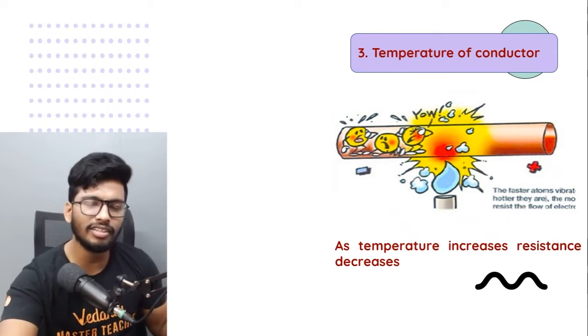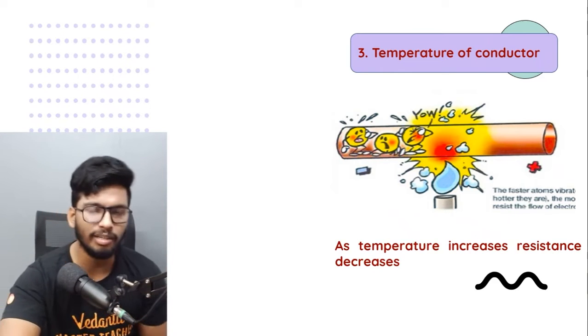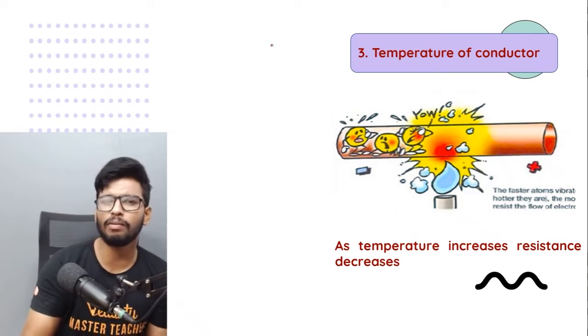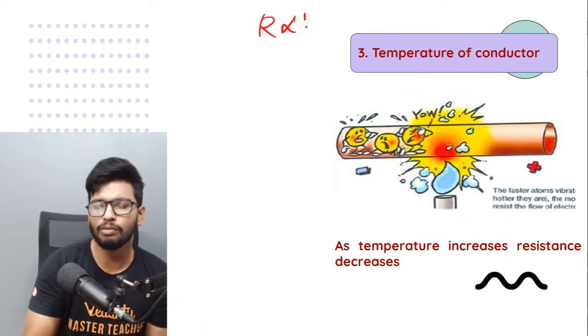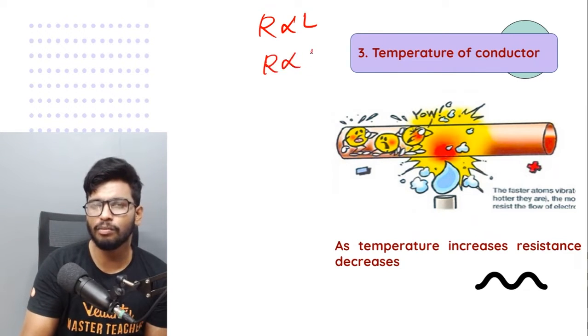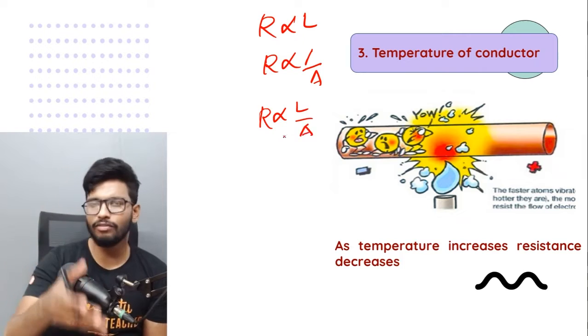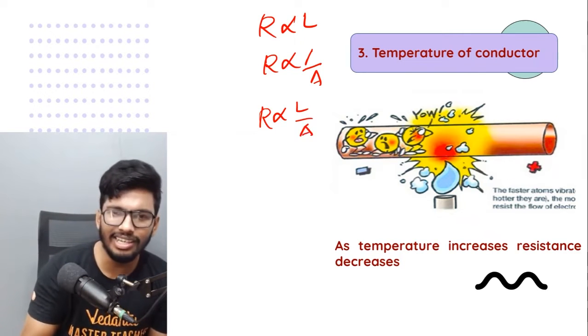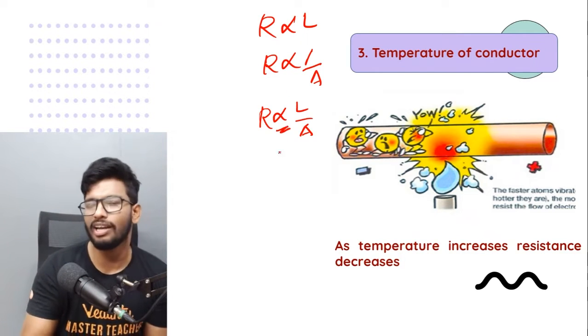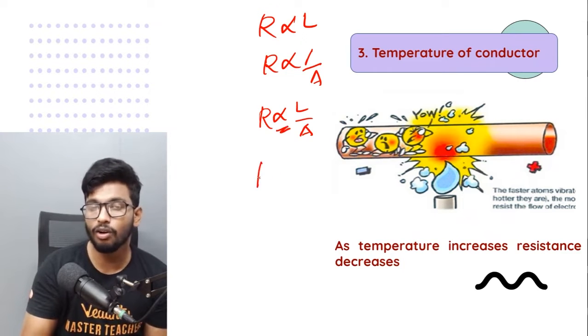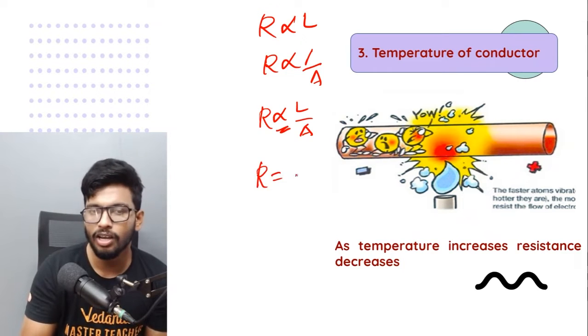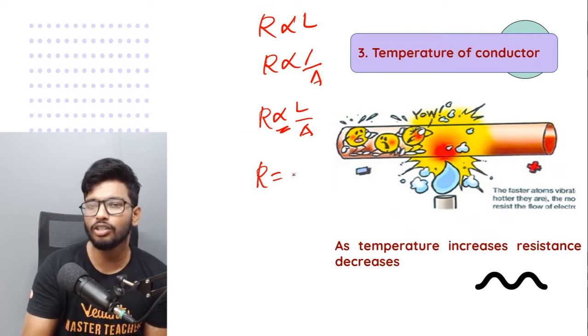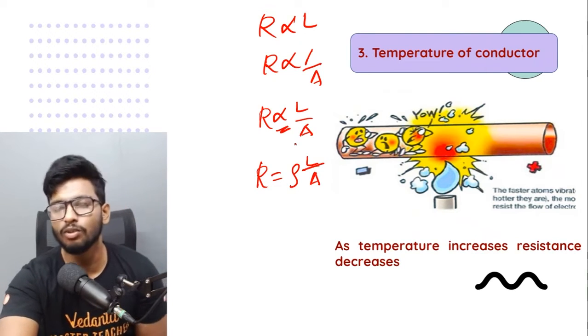So temperature of the conductor is also one more factor that it depends on. But mathematically speaking, like I told you, resistance is directly proportional to L and inversely proportional to area. So you can write it as R is proportional to L by A, because on the left-hand side you have resistance. Now, to remove the proportionality sign, we introduce a constant called resistivity. So the formula gets modified to R is equal to rho into L by A, where rho is the resistivity. So what is resistivity?